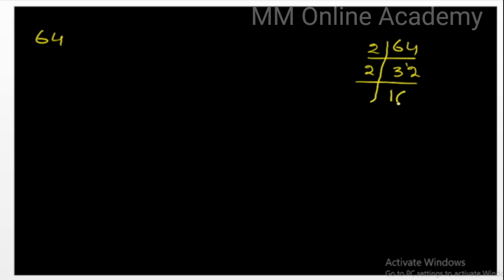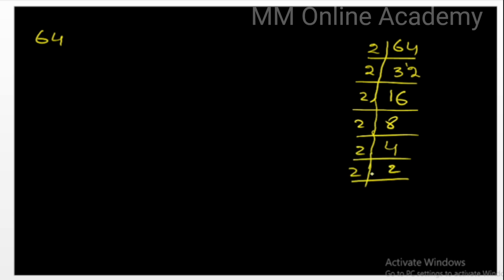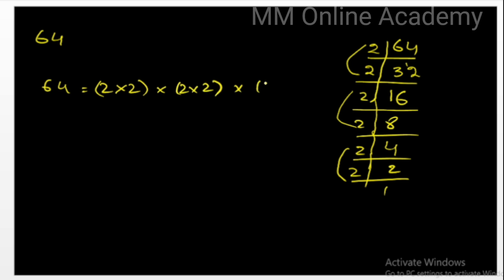2 6s are 12. So okay, now divide 16 by 2. 2 8s are 16. Divide 8 by 2. 2 4s are 8. Divide 4 by 2. 2 2s are 4. Divide 2 by 2. 2 1s are 2. So make pairs of these numbers. This pair, this pair, this pair. We can write 64 is equal to pairs of 2, again pairs of 2, again pairs of 2. So there are 3 pairs of 2.